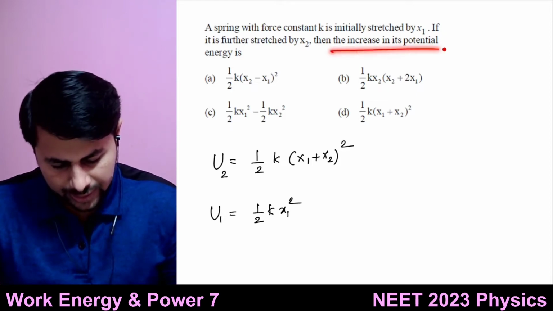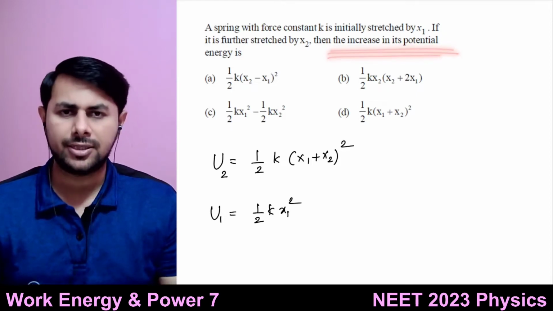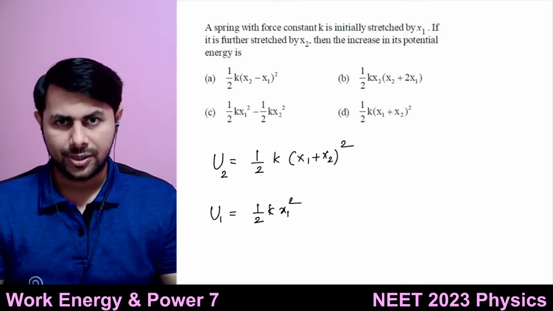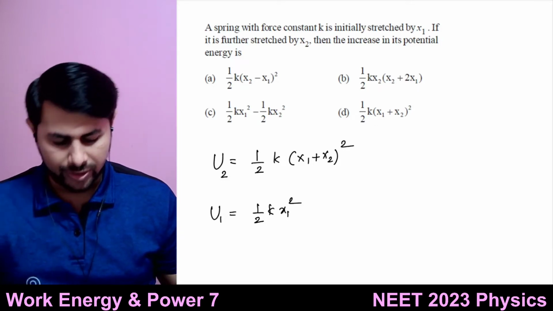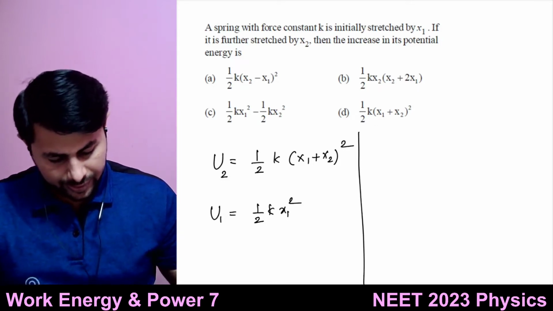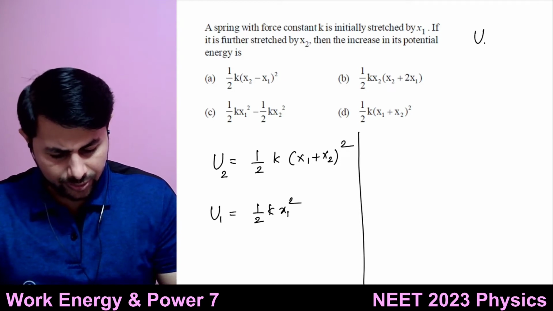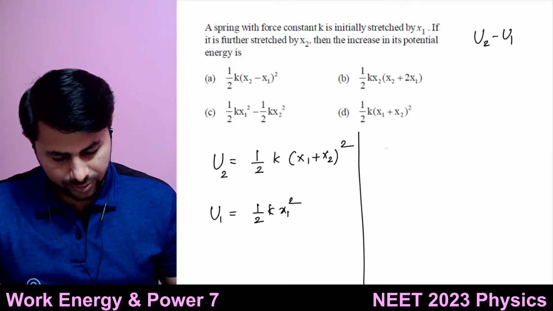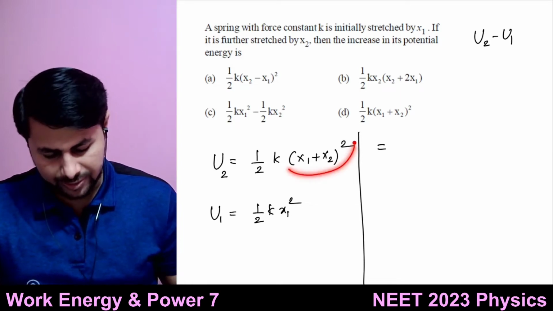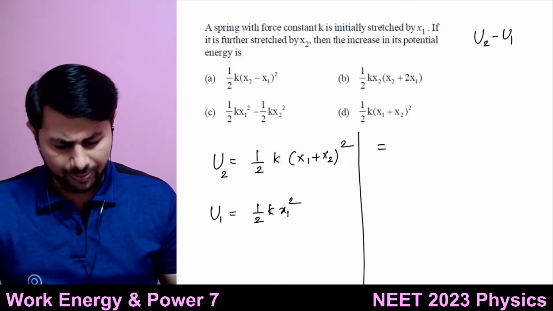So the increase in its potential energy when it is further stretched by x2, that's what we have to find out. It will be equal to U2 minus U1, and that's equal to... For that, we have to expand this square. Half k we can take common.